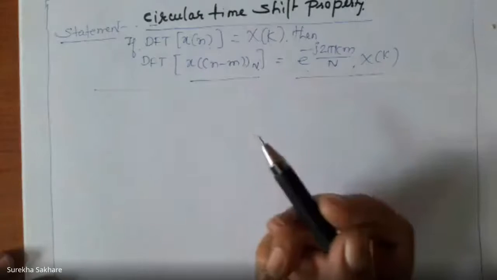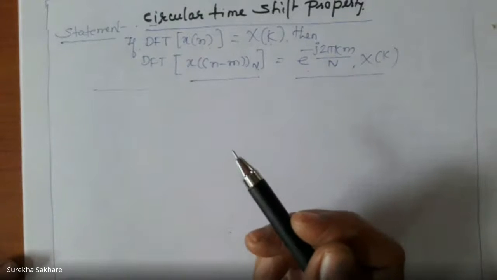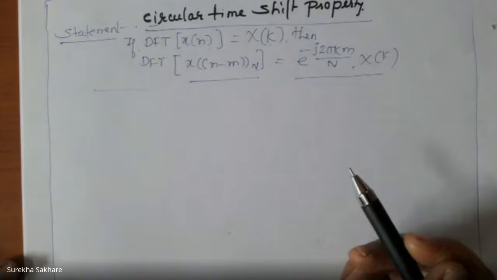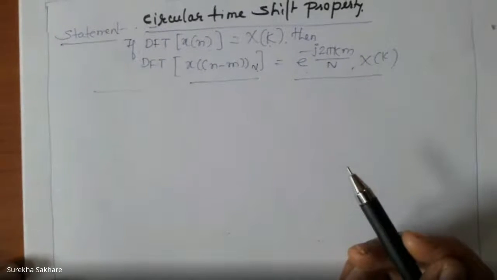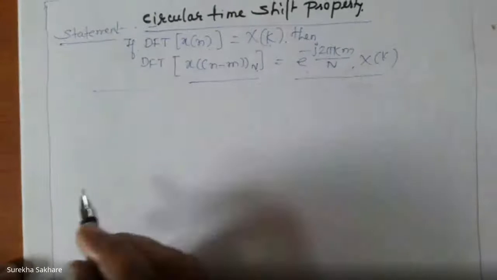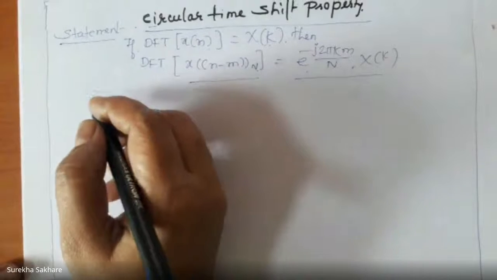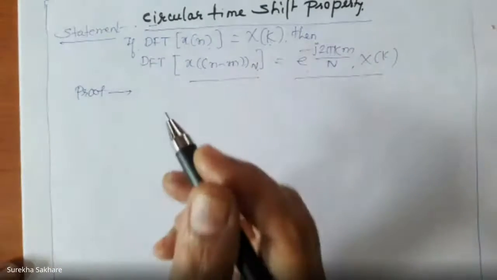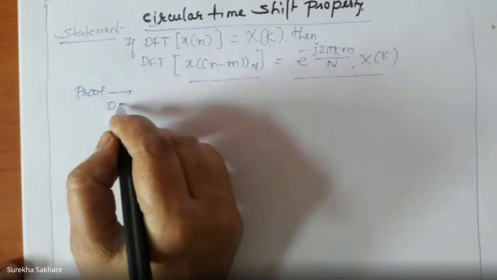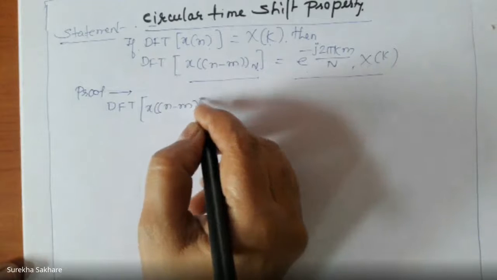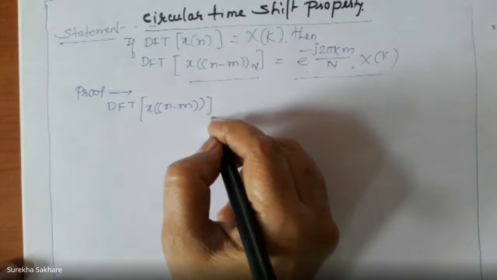Now I will break n from 0 to N minus 1 into n is equal to 0 to m minus 1 and m to N minus 1. So this is the break that I have introduced. So this is one step we have to keep in mind.